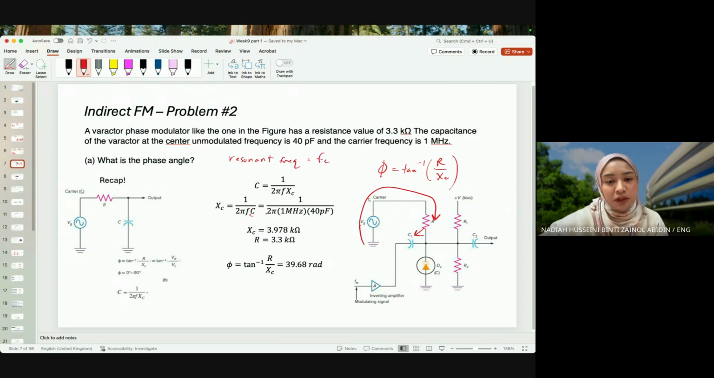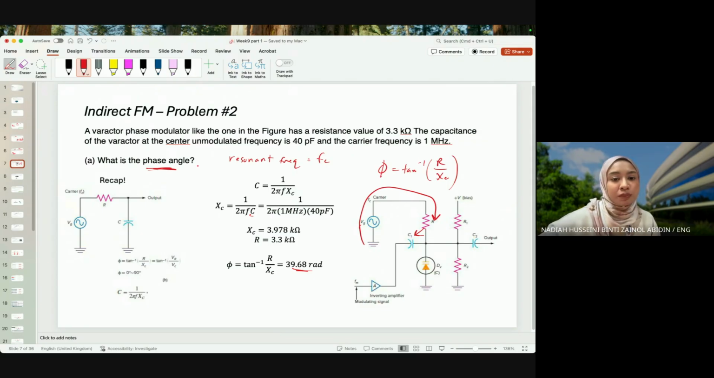Okay, so this is what you're going to insert. So 2 pi, 1 megahertz, 40 picofarad, and then you will get the XC as 3.978 kilo ohms. You have your R, and then you can just plug it in, and you will get this answer. So this is the phase angle. Now notice that this is phase angle, not phase shift.